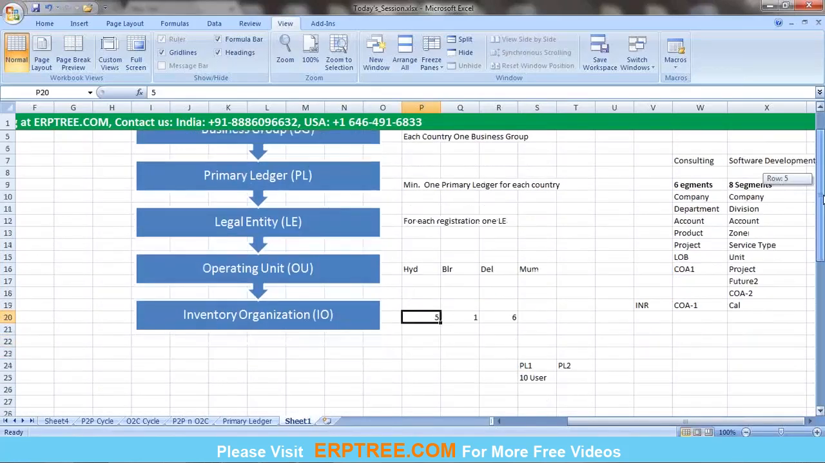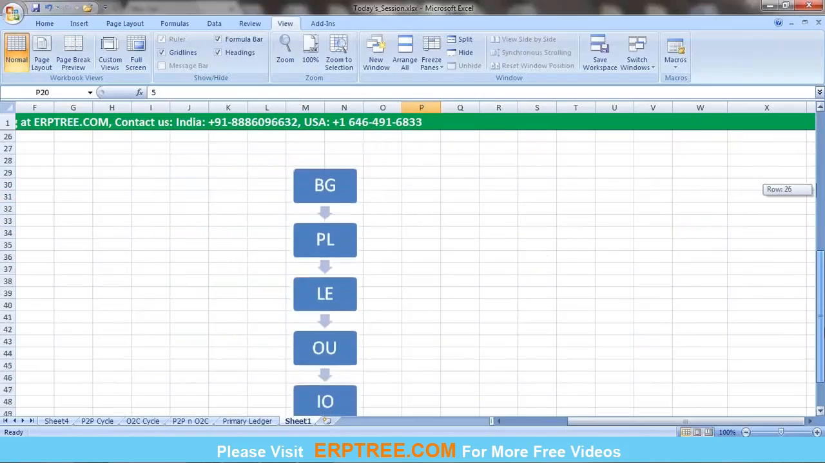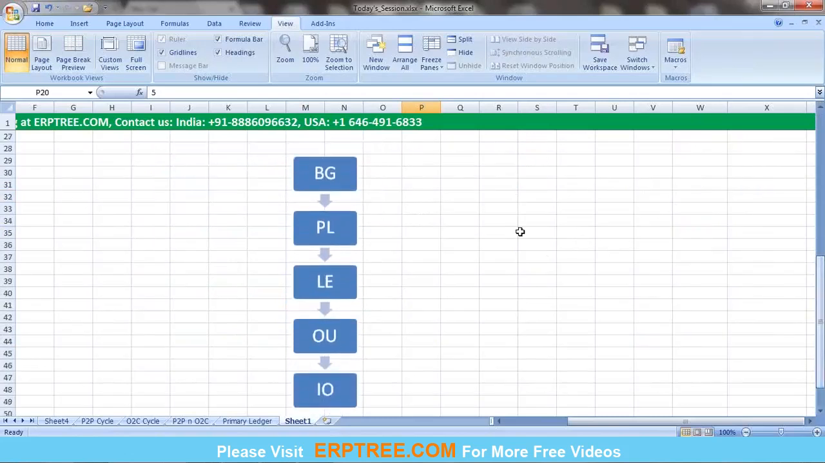And one more point here, so just the short names we have as BG, PL, LE, OU and inventory organization. Fine. So now the same I just taken here. Which applications can be managed? We have many applications which we discussed as a part of P2P and O2C cycle. Apart from that, there are many other applications. We have close to 300 applications from Oracle. So we'll talk about a few applications.